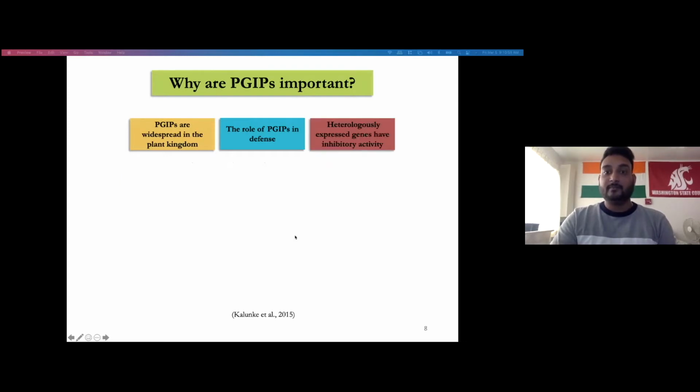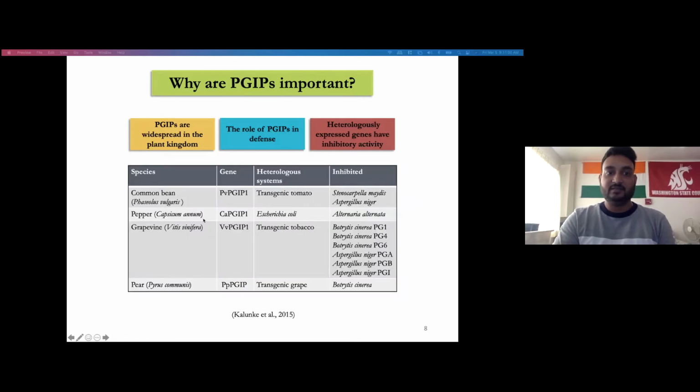More importantly, PGIPs from one species can be heterologously expressed in other crops and still retain the inhibitory capacity. For example, PGIP of common bean expressed in transgenic tomato inhibited Stenocarpella and also Aspergillus.